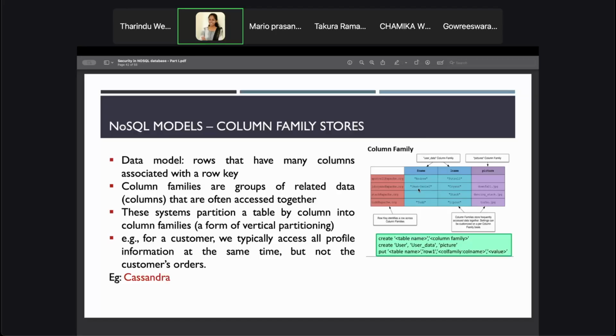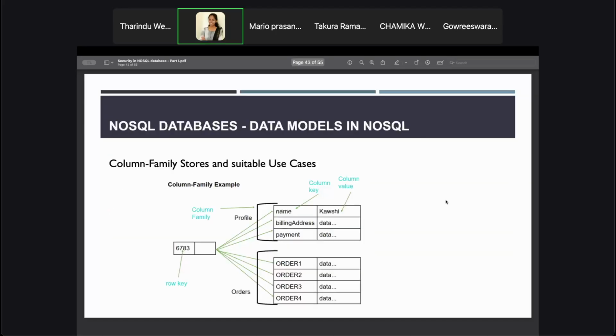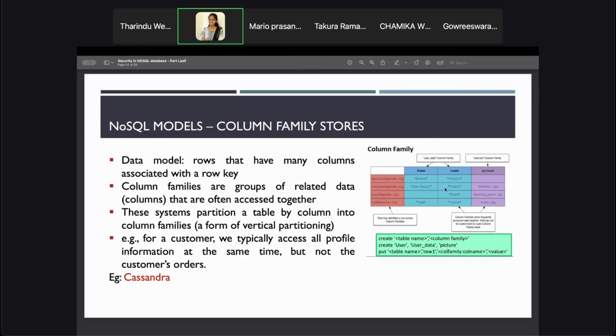Another one is, usually when you are getting your user details, the profile picture will also be seen in the application, right? So the picture can also be a part of the column family. But the other details, for example, the order details, could be in a separate column family. Likewise, you can have a vertical separation of columns and keep them in separate places, right? So that is about column family. So only the columns that are accessed together, you can make them a family and store them together.